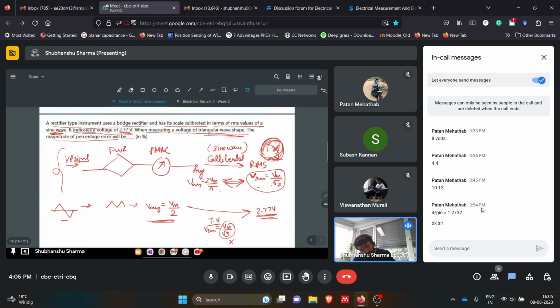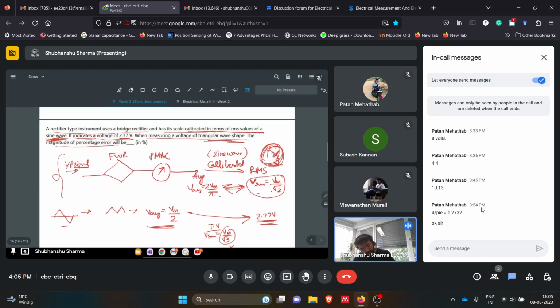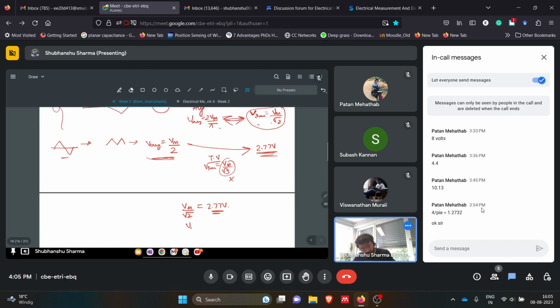It is written as the RMS value of a sine wave. It has been calibrated in terms of a sine wave, and it is showing RMS. So this will be equal to Vm by root 2. Since it is calibrated according to a sine wave, Vm by root 2 equals 2.77, so Vm is 2.77 root 2.